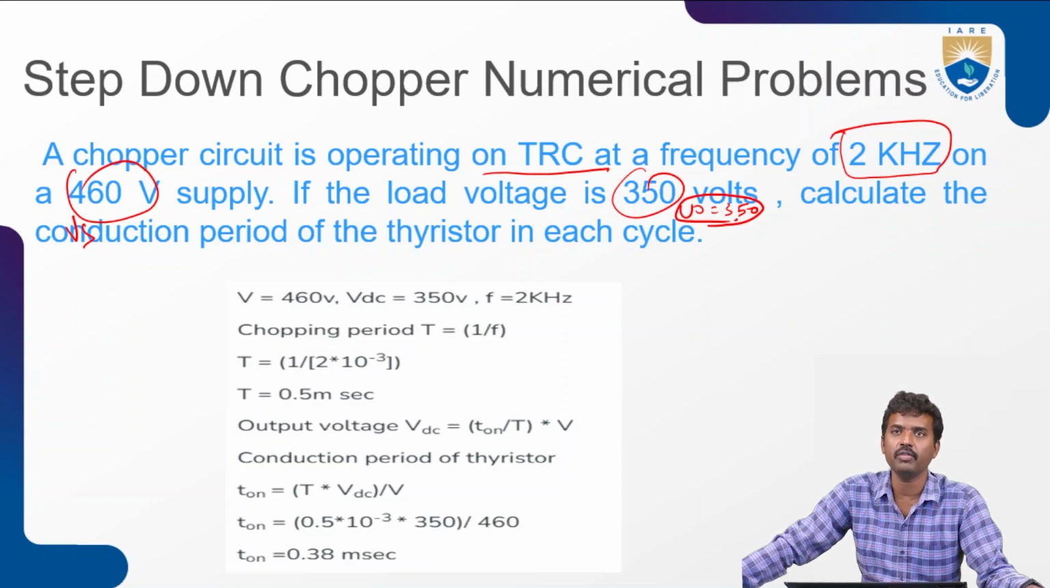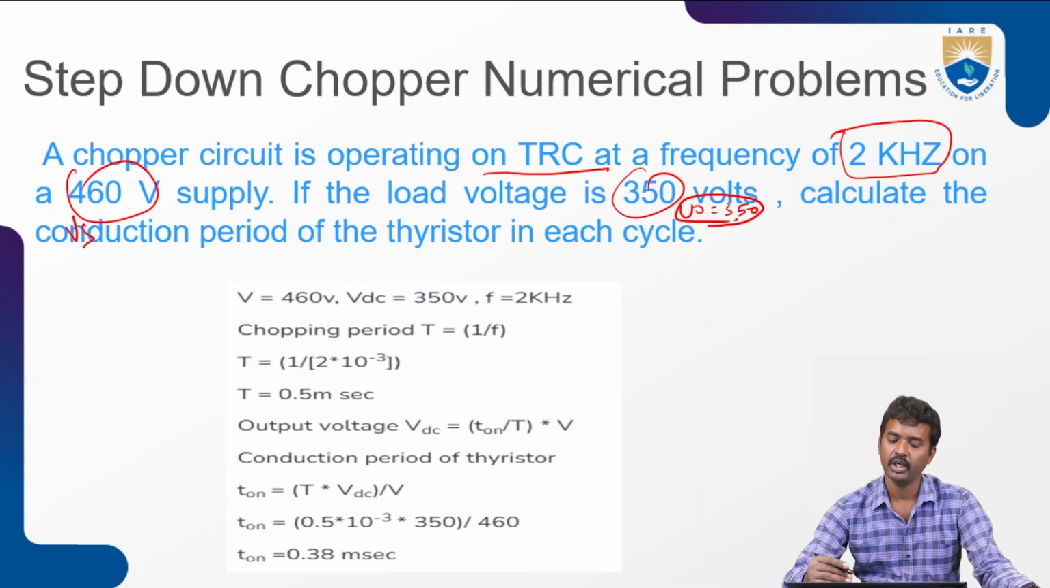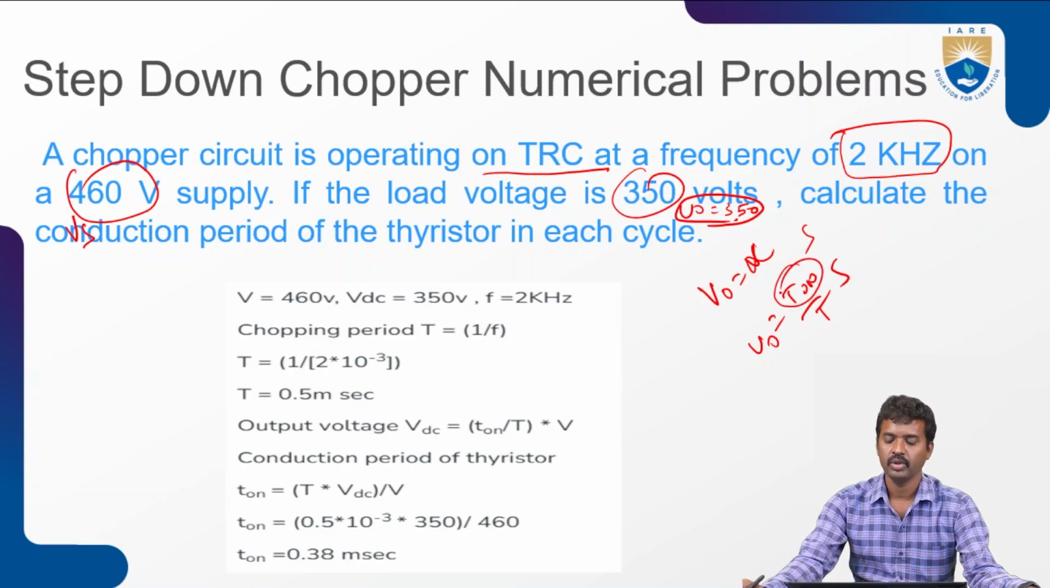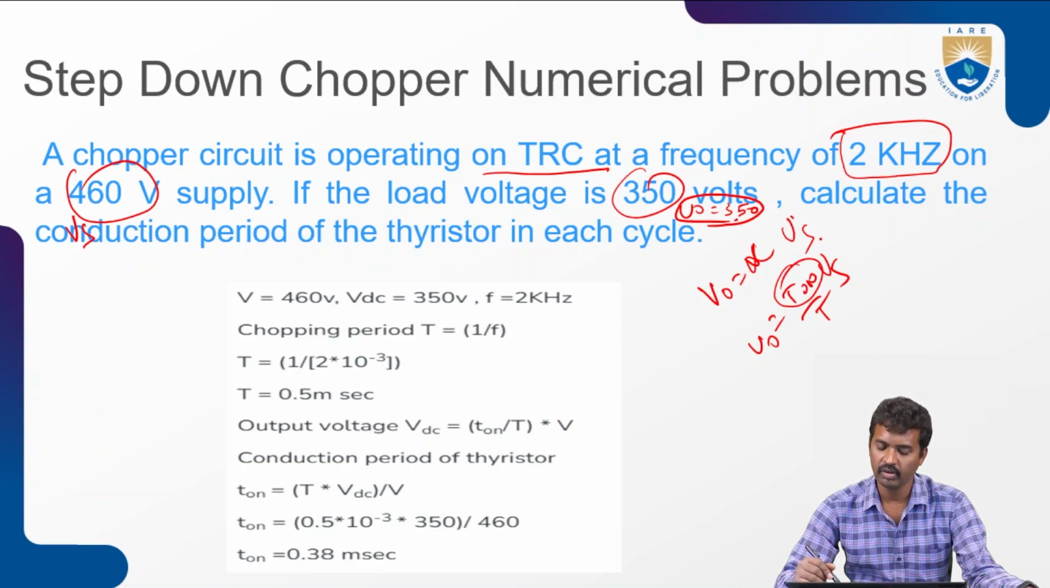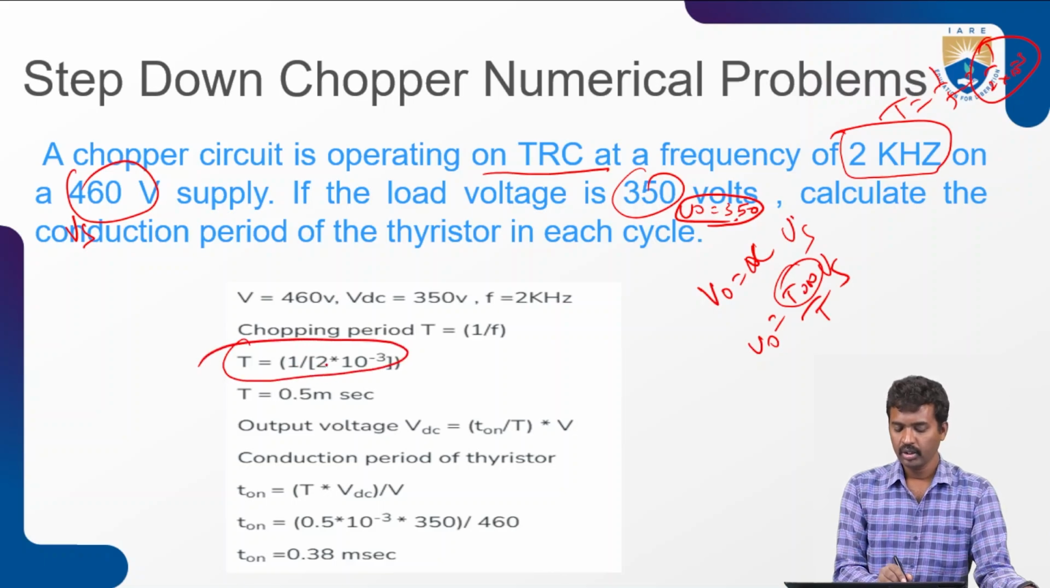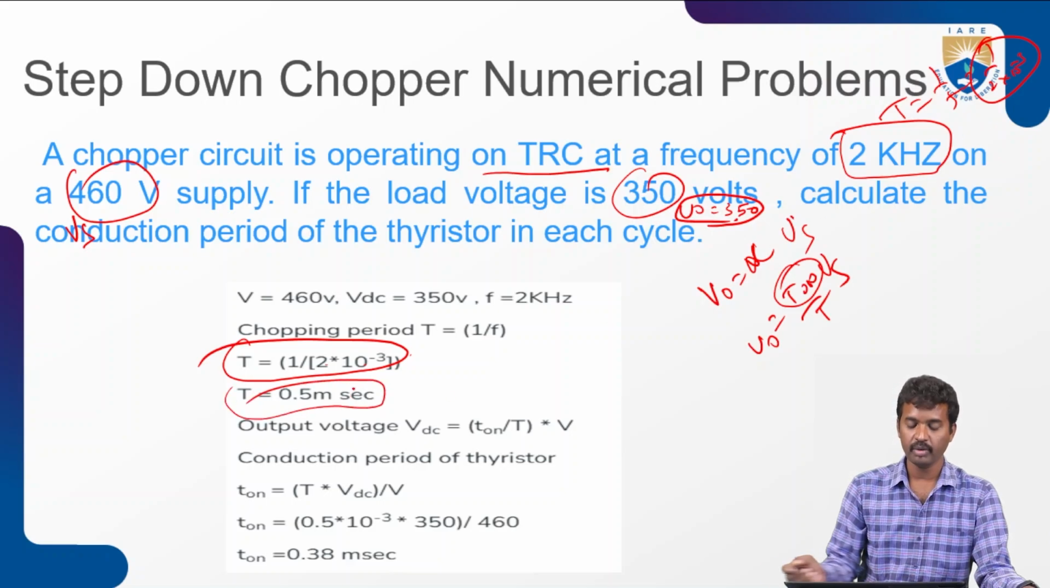Calculate the conduction period of the thyristor. We know very well V0 equals alpha into Vs, the supply voltage, and alpha means T on by T. So the conduction period means T on. The time period T equals 1 by F, that equals 2 into 10 power minus 3. So the time period is 0.5 milliseconds.